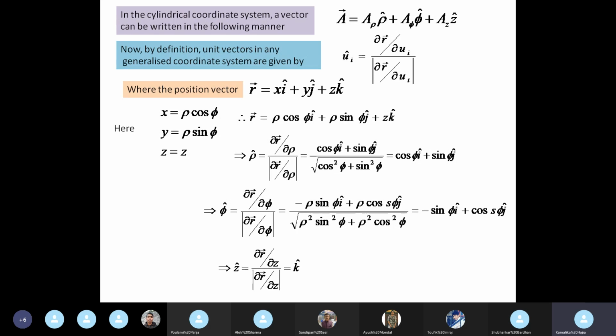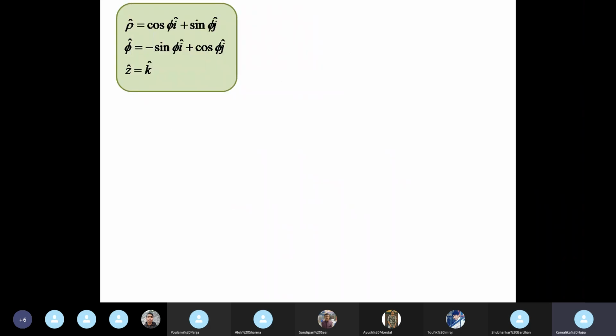For z, del r del z by mod del r del z, which is k cap, as you can see. These are the unit vectors rho cap, phi cap, and z cap in terms of the Cartesian unit vectors i cap, j cap and k cap. This gives you the direction.